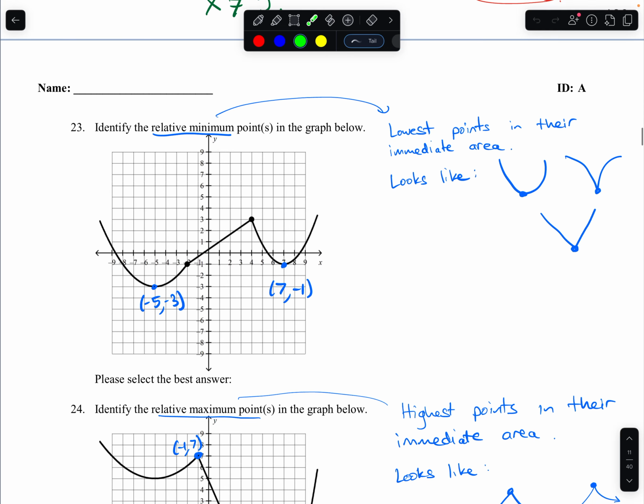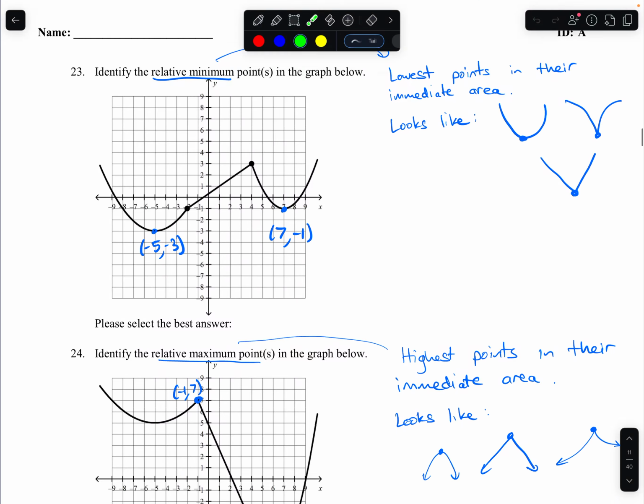23 is asking for relative minimum points. So that's all the lowest points in their immediate area. So this point here is a lowest point because it's lower than all the points immediately to its left and immediately to its right. Same thing here. It's lower than these points and lower than these points. So number 23, our relative minimums are (-5, -3) and (7, -1).